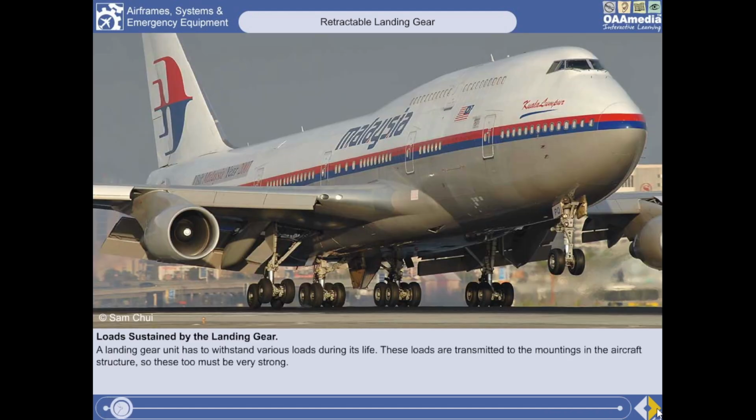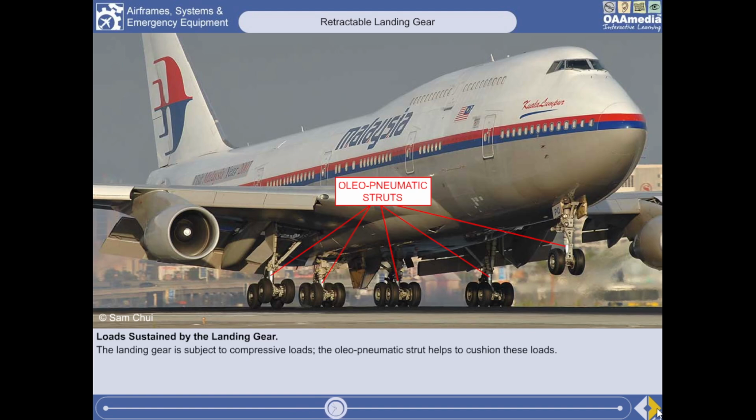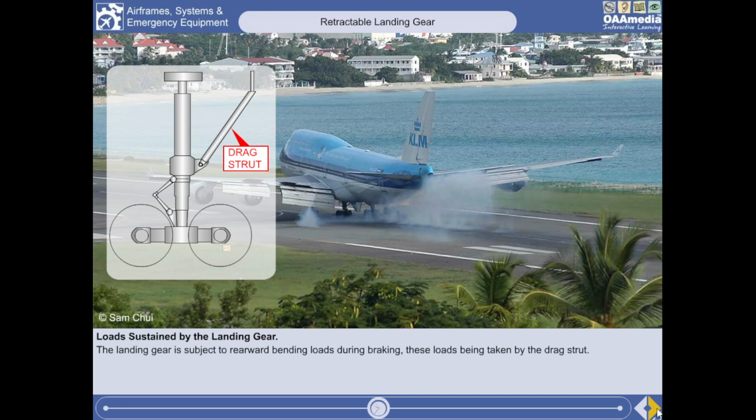A landing gear unit has to withstand various loads during its life. These loads are transmitted to the mountings in the aircraft structure, so these too have to be very strong. A landing gear is also subject to compressive loads, particularly during landing, but also whenever the weight of the aircraft is on the ground. The oleo-pneumatic strut helps to cushion these loads. The gear is also subject to rearward bending loads during braking. These loads are taken by the drag strut.